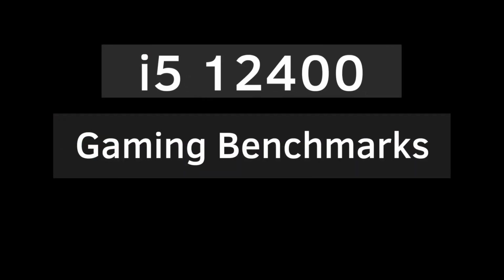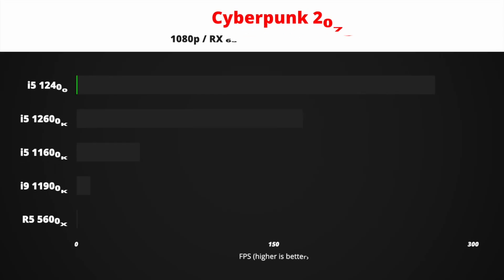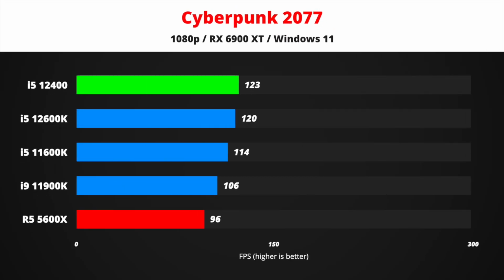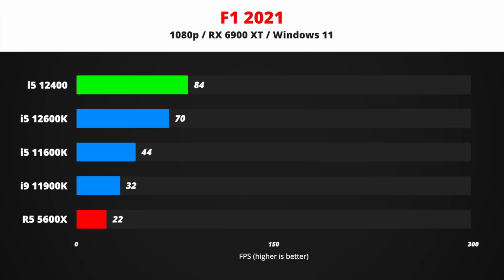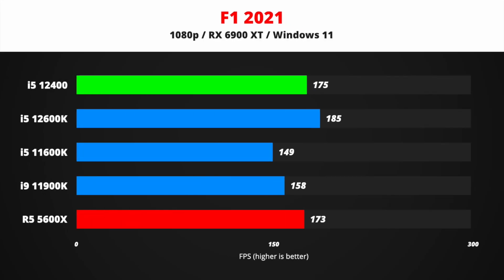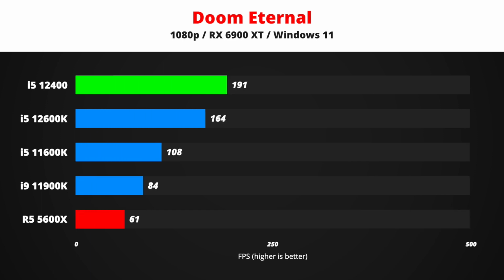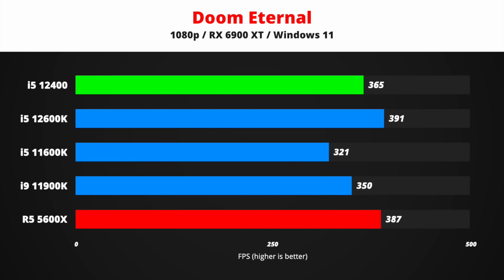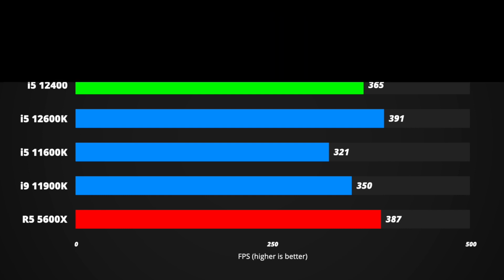Impressive. Now let's have a look at how well it does in games. In GPU-demanding games such as Cyberpunk 2077, performance is the same on all modern CPUs because even RX 6900 XT graphics card is creating a bottleneck at 1080p. But in games that depend more on the CPU, i5-12400 looks like an amazing value. In Doom Eternal, it manages to beat i9-11900K and is not far behind the 12600K and Ryzen 5 5600X.